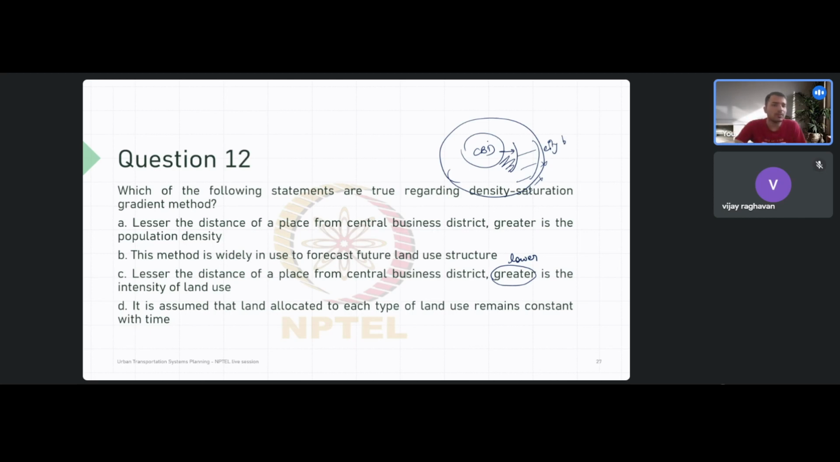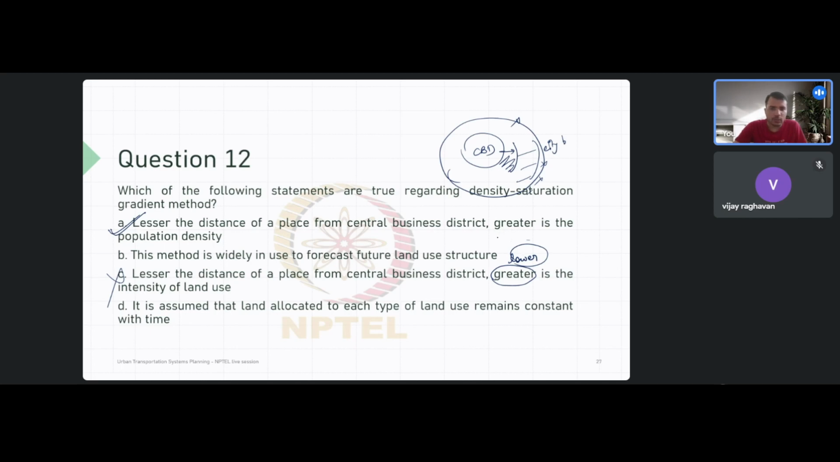As we go farther from CBD, less people will live because the travel time is increasing. Although nowadays the preference of people is changing. Some people prefer a farther place also because cost of living is cheaper there. But talking from a purely transportation point of view, the closer we are, the more people will live there. So lesser the distance of a place from CBD, greater is the population density. So A we can select. I think C also was same, but we can remove C here because it's greater. We can change it to lower, so we can remove C.